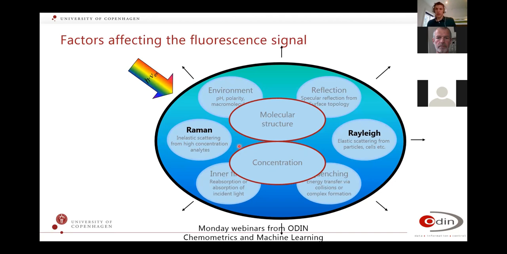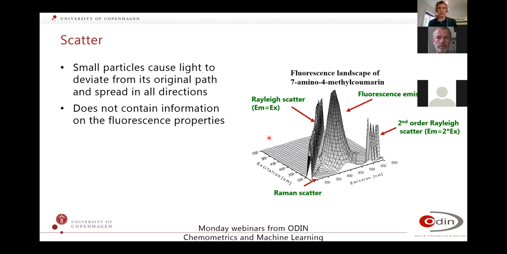We also have something called Raman and Rayleigh scattering. These are two other issues, not as big a problem as all the other ones I have mentioned, and they can be handled fairly nicely. If we're talking about scattering, here we have the Rayleigh scattering, where the emission equals the excitation. It's highly affected by particle size, and for those of you that have been working with dynamic light scattering or static light scattering, it's exactly this line that you're interested in and how broad it is.